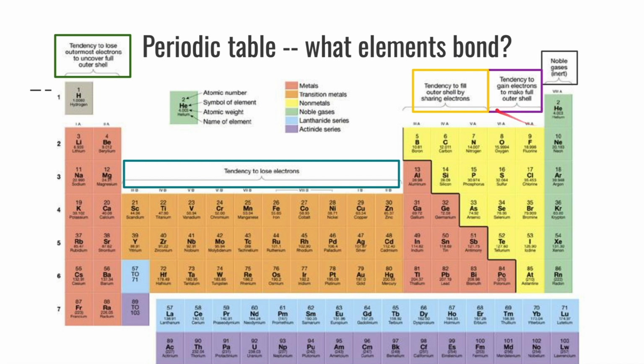These 2 columns to the left of the noble gases have a tendency to gain electrons to make a full outer shell, where their counterparts are over here, the 2 leftmost columns, they have a tendency to lose their outermost electrons to uncover the full outer shell. So elements from these 2 columns are likely to pair with elements from these 2 columns.